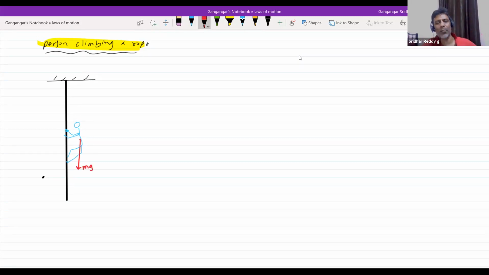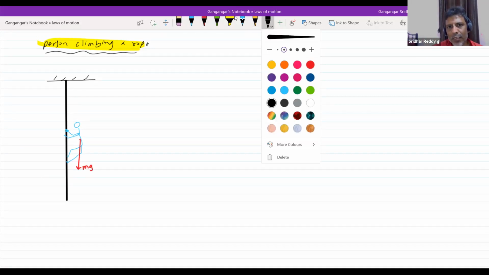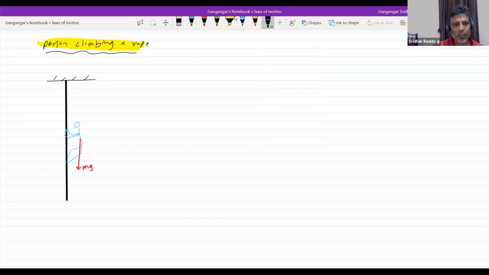How can we climb up? What is the method? What physics is involved in this climbing up a rope? That's what we are trying to work out here. What physics is involved in climbing up the rope?